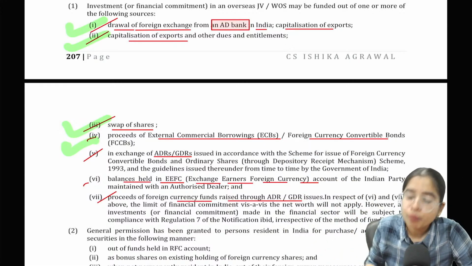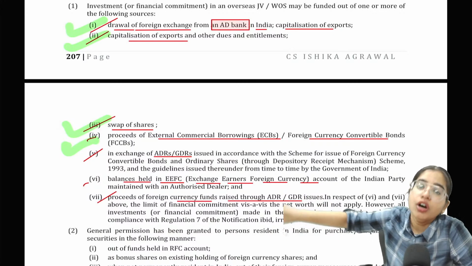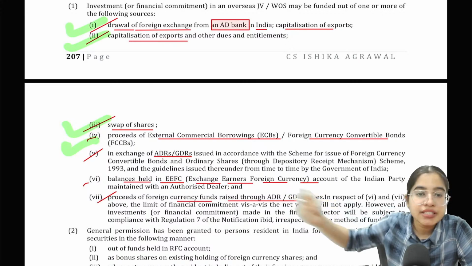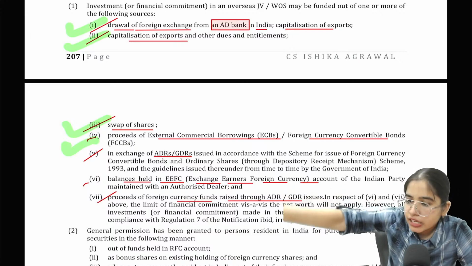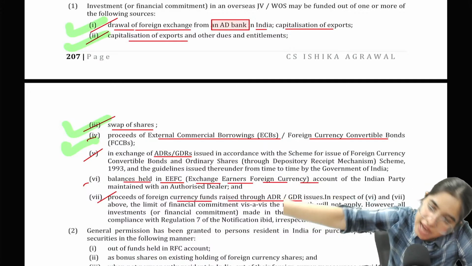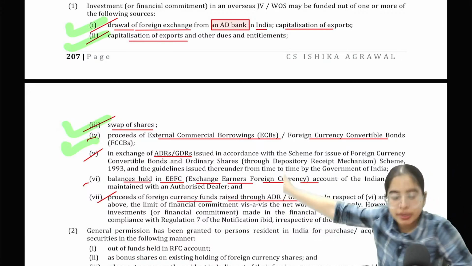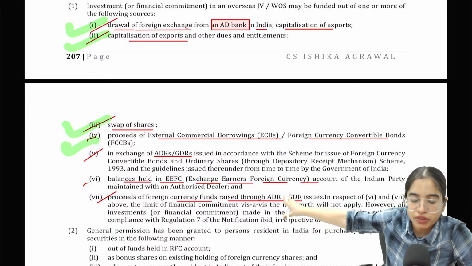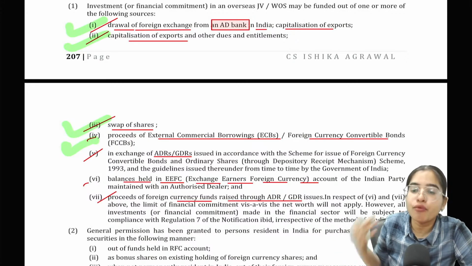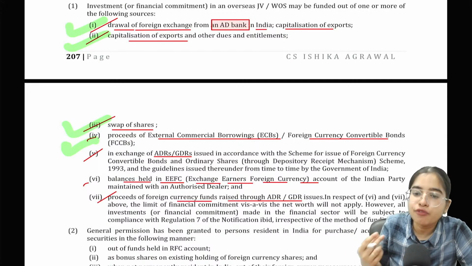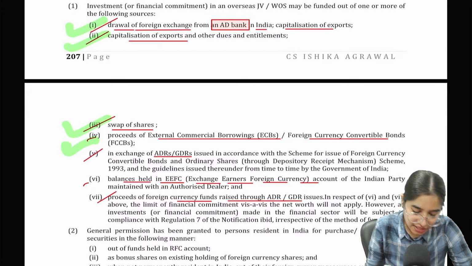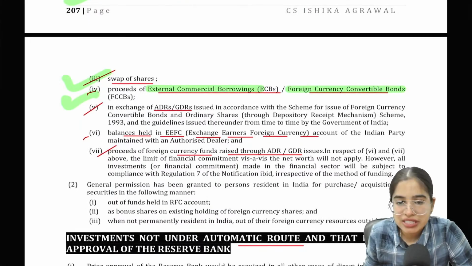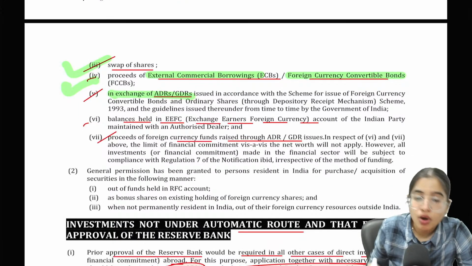Let's say I raised a loan from the USA. That loan is obviously in US dollars. So instead of bringing that money to India, I raised a loan from, let's say, a US bank, and I asked that US bank to invest that US dollar in my foreign joint venture abroad. Are you getting this point, what are the sources of funding in US dollars, or the sources of funding foreign exchange? So I can use the proceeds of ECB or FCCB, external commercial borrowing or foreign currency convertible bond.